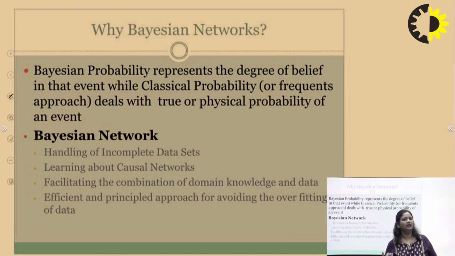So that can be a Bayesian belief network, from which we can multiply the values, or we can show the relationship between the variables by using our dependencies. Bayesian probability represents the degree of belief in that event, while classical probability deals with the true or physical probability of an event.